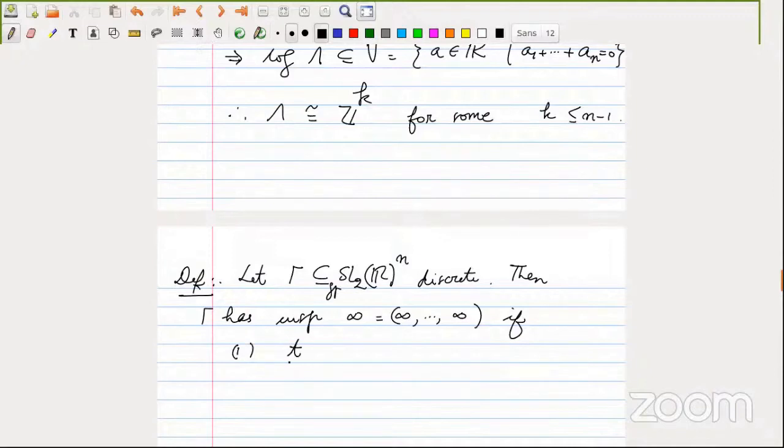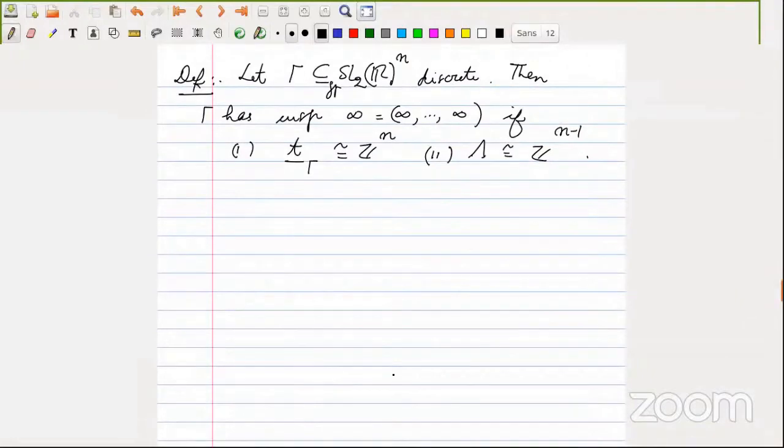Number one is that the translation subgroup of gamma is isomorphic to Z to the n, and the second is that the multipliers of gamma are isomorphic to Z to the n minus one. So in this case, we say that gamma has a cusp at infinity. And how do I give a meaning to cusps other than infinity? It will be done through taking normalizers of gamma. Let me give this as a proposition.